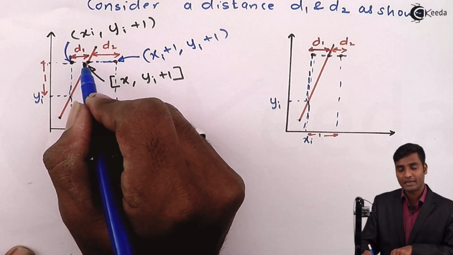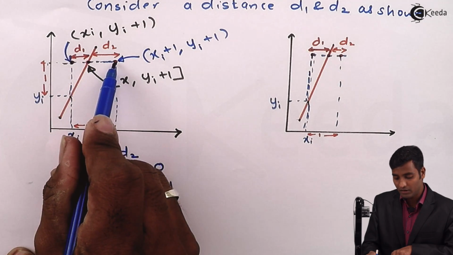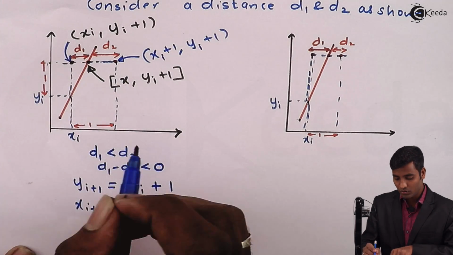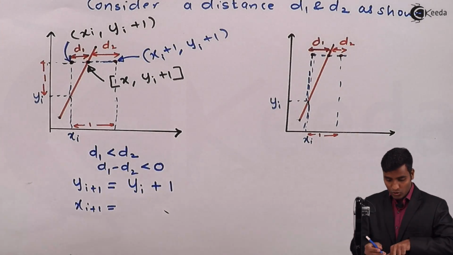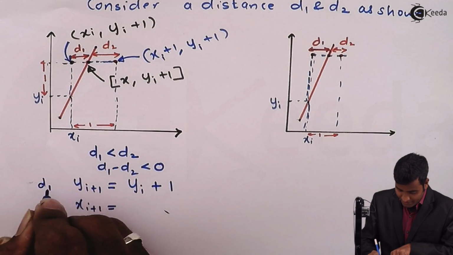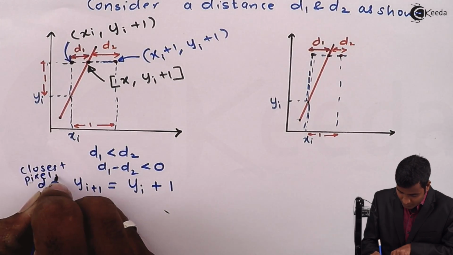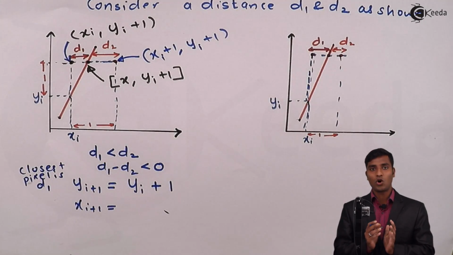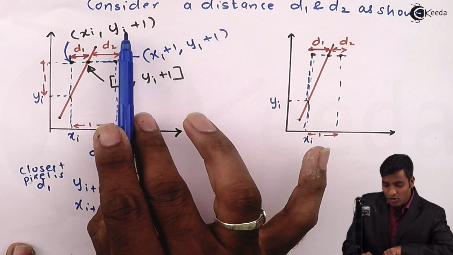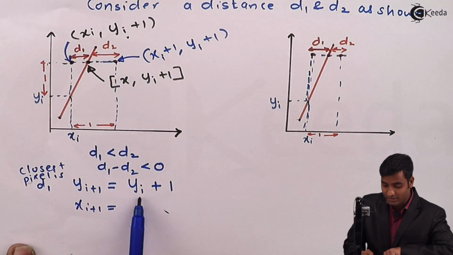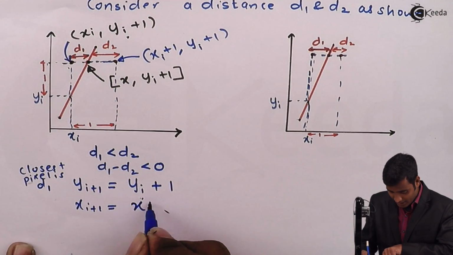So this is that point on the line. The point on the line, so this pixel is closest and this pixel from this point is farthest. So in this case, we have to consider the coordinate of the closest pixel. Here the closest pixel is D1, so we will take the coordinates of the closest pixel, whose y coordinate is yi plus 1. It is already written, and the x coordinate is xi. So I will write it as xi.